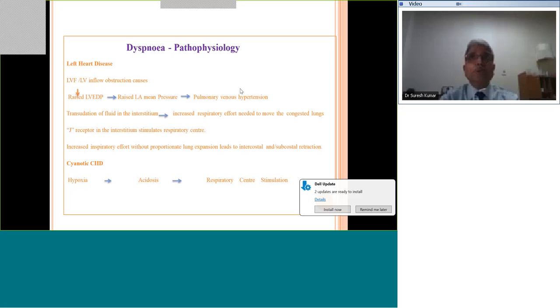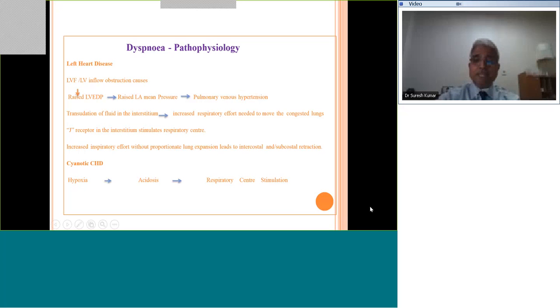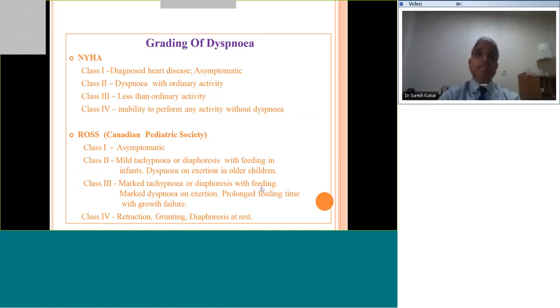If you are dealing with hypoxia as in cyanotic congenital heart disease, it's a very different story altogether. The hypoxia leads to acidosis because tissue metabolism is now anaerobic. Both these, a drop in arterial PO2 and a drop in pH, stimulate the respiratory center, and the respiratory center stimulation results in tachypnea. You're familiar with grading of dyspnea. The NYHA grading grades class 1 as no dyspnea but diagnosed heart disease.